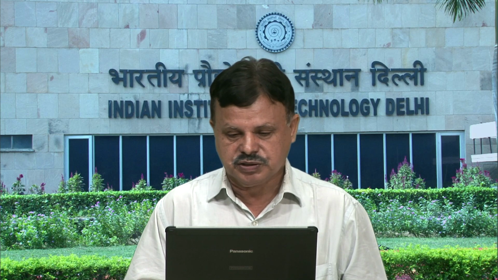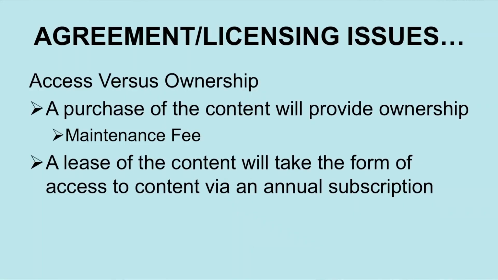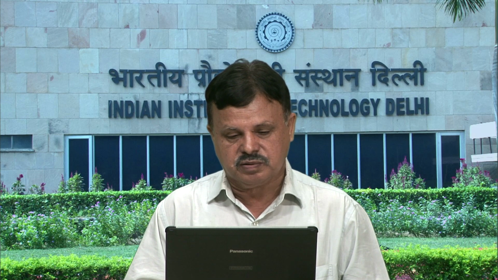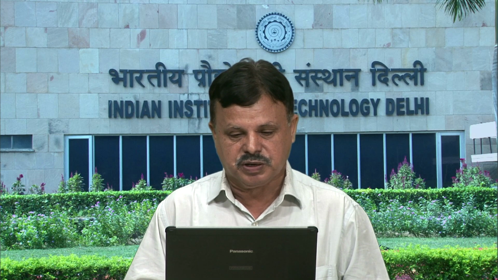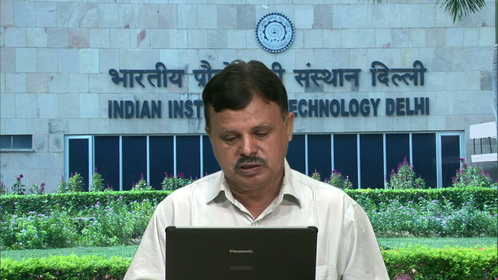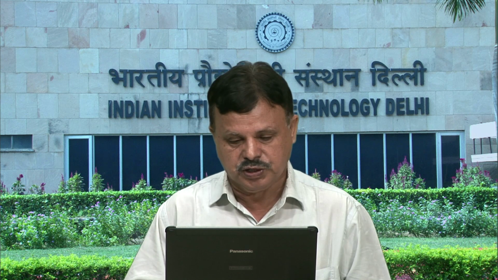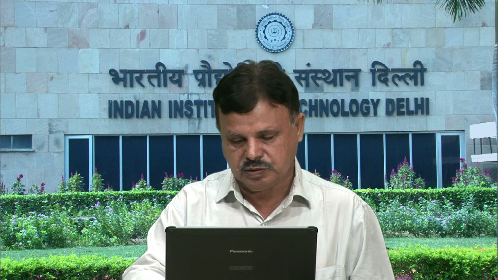As we discussed earlier, this is an access versus ownership kind of issue largely, because the purchase of content will provide ownership, and the lease of content will take the form of access to content via an annual subscription. Basically, there are two areas: when you purchase, it is a permanent kind of ownership, only you have to pay some maintenance fees, or you are signing some agreement which provides you a lease of the content, which provides you access through some annual subscription.